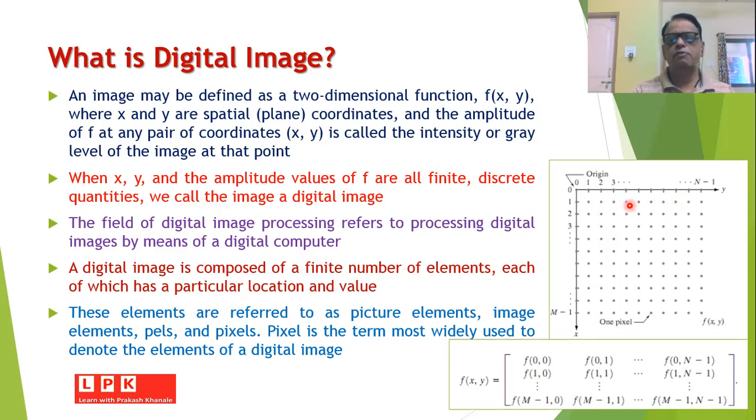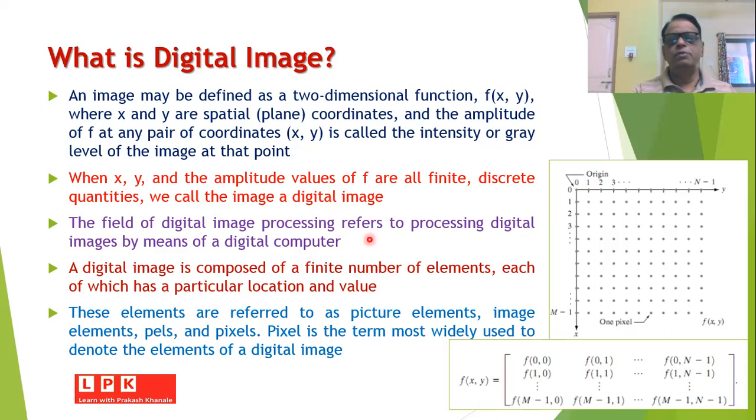And this intensity level can be determined by using a function, and this function is written as f of x comma y. So x and y and the amplitude of f all should be finite, and they should be discrete quantities as far as the digital image is concerned. So x, y, and the value of f should be finite, and they should be discrete quantities. And when they are discrete quantities, then we can say that the image is a digital image.